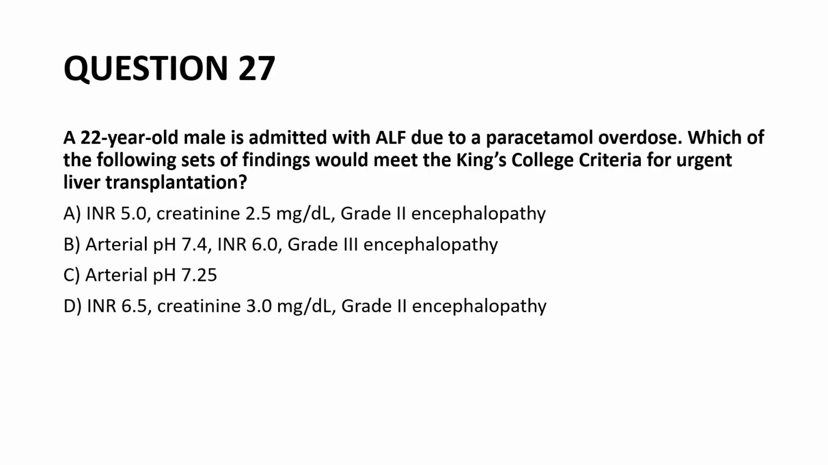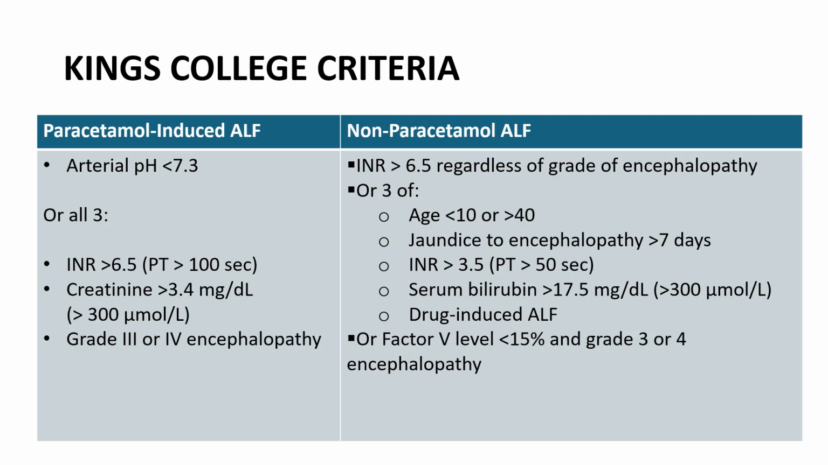The correct answer is arterial pH 7.25. The King's College criteria are used to identify patients who need urgent liver transplantation. For paracetamol-induced acute liver failure, arterial pH less than 7.3 is a standalone indication. Our patient has 7.25, which makes it the correct answer because it's less than 7.3. Or all three: INR greater than 6.5, creatinine greater than 3.4, and grade 3 or 4 encephalopathy.